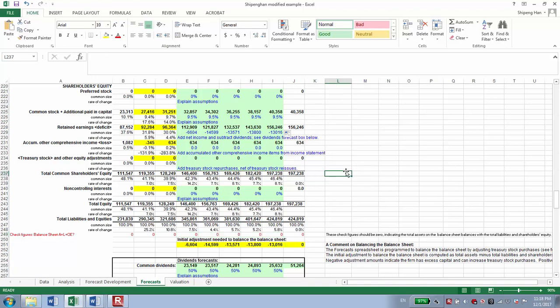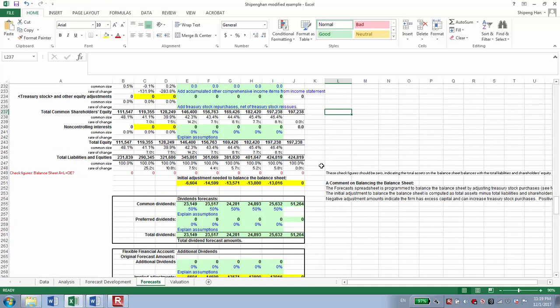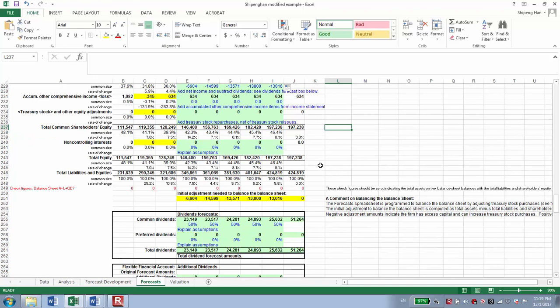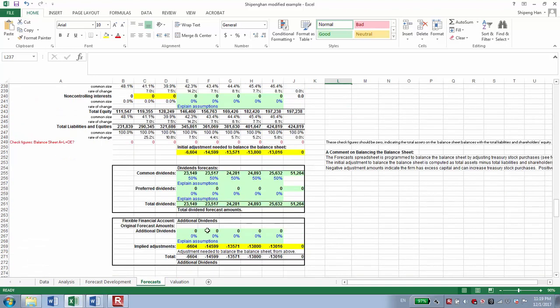Okay, so depending on your companies and at what stage of their life cycle they are, you can pick the flexible accounts you prefer. But for this class, I encourage you to use either treasury stock or retained earnings.